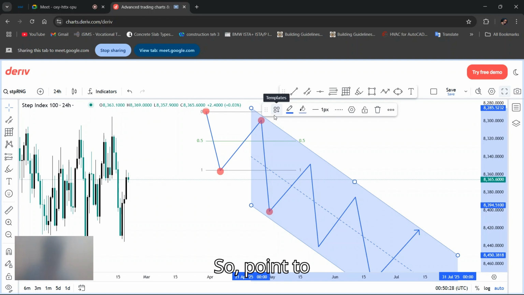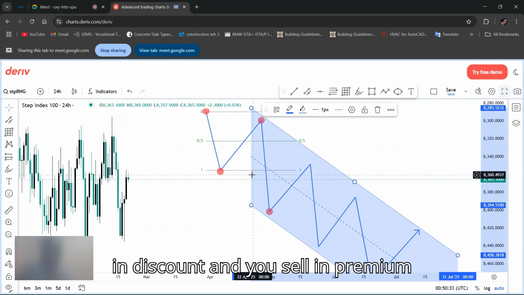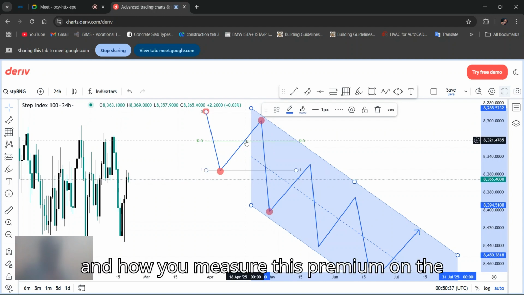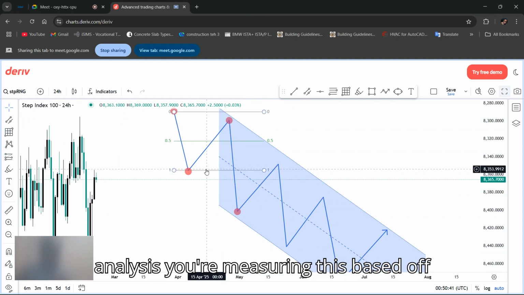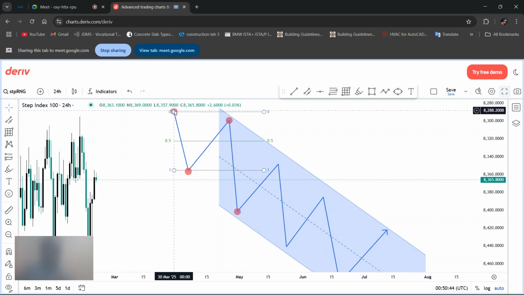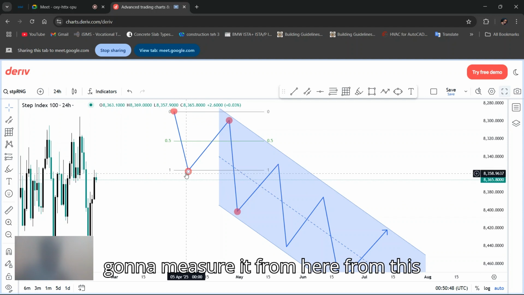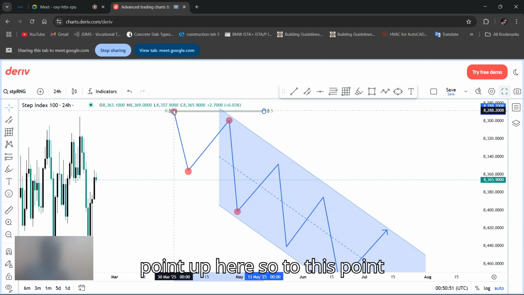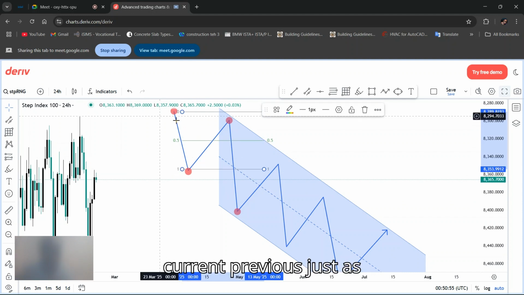So, point to note again, you buy in discount and you sell in premium. And how you measure this premium on the market, based off structure and technical analysis, you're measuring this based off the previous swing high and the previous swing low. And you're going to measure it from here, from this point up here, to this point here. It's always the previous, not the current.